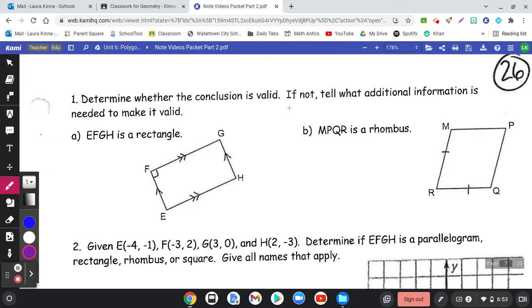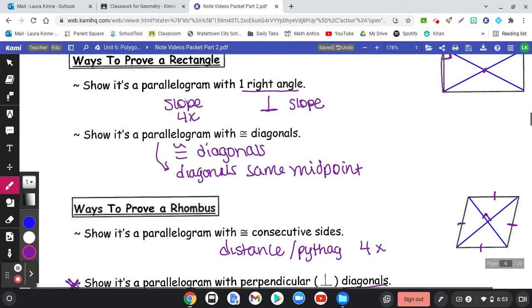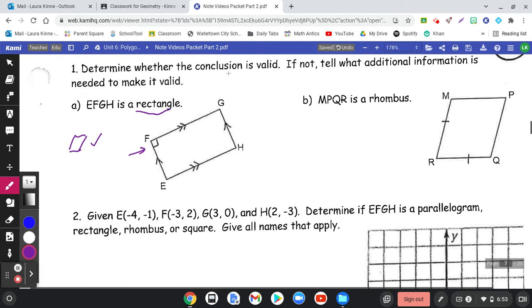Okay, so determine whether the conclusion is valid. If not, tell what additional information is needed to make it valid. It wants us to show this is a rectangle. Well, it shows that opposite sides are parallel, so it's showing it's a parallelogram with 1 right angle. So if you look, this page is going to come in handy. It shows it's a parallelogram because the opposite sides are parallel, which we can find with slope, and it shows it has a right angle. So is it enough? Yes.